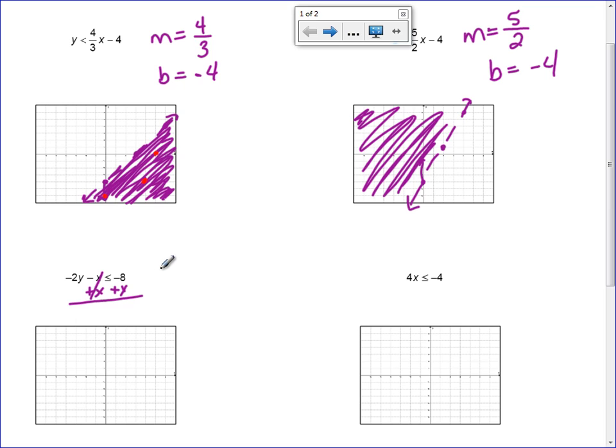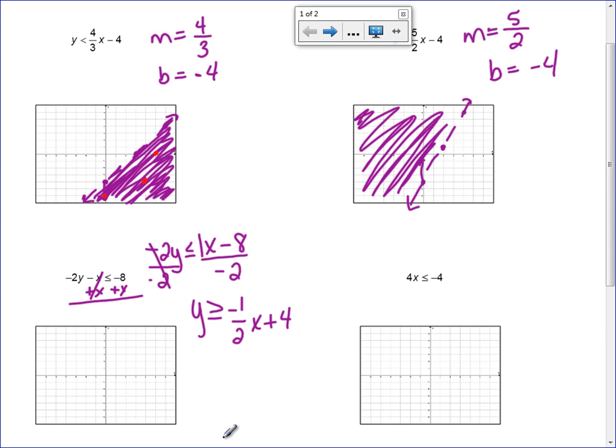This is a good review of solving for y. So I have -2y is less than or equal to x minus 8. And then in order to finish, I have to divide the whole thing by -2. Since I'm dividing by a negative, this inequality symbol has to flip. So now instead of being less than or equal to, it's greater than or equal to. There's a 1 in front of that x, so it becomes 1 over -2 x, which is the same as -1/2 x. And then -8 divided by -2 becomes +4.